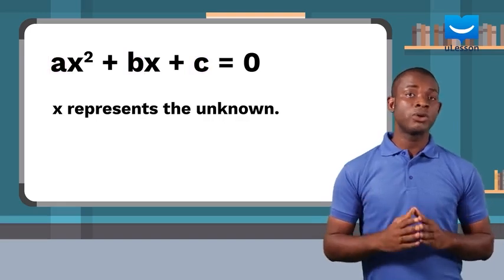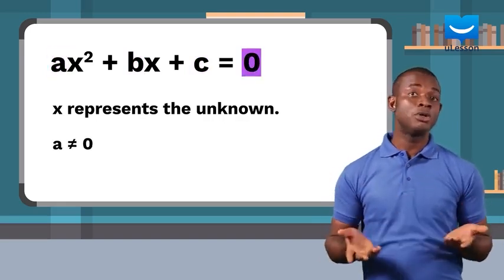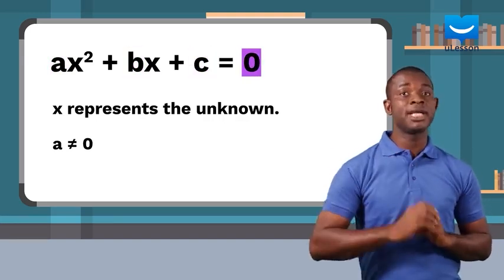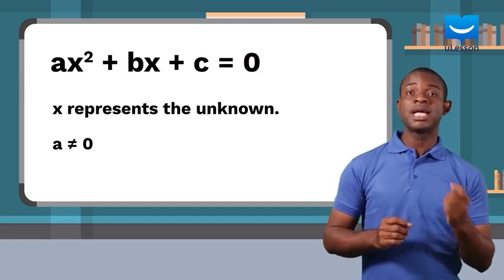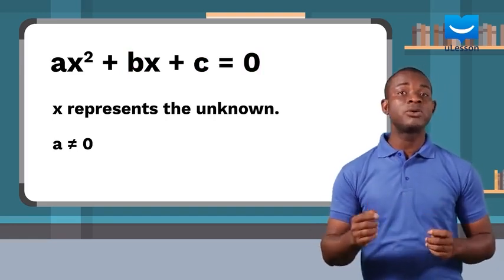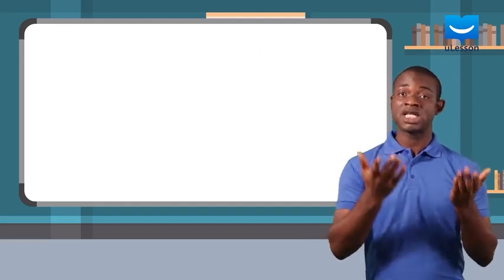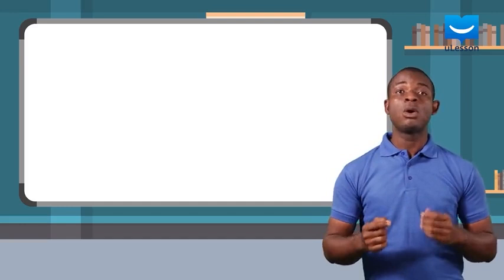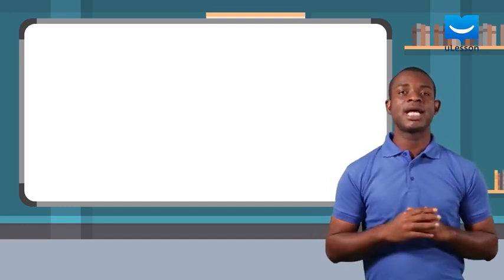For an equation to be quadratic, the value of a must not be equal to 0, although the values of b or c may be equal to 0 in some cases. Note that the difference between a quadratic expression and a quadratic equation is the equality sign. Quadratic expressions, as we saw in previous lessons, do not contain the equality sign, while quadratic equations, on the other hand, contain the equality sign.